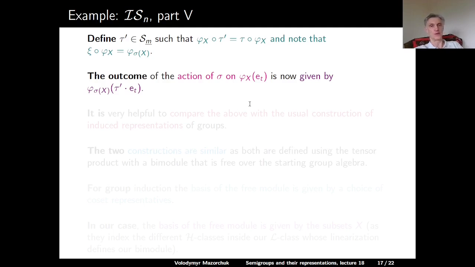So now we can describe what we will get if we act by sigma on phi X applied to ET, in the situation when sigma of X has m elements. We will get phi sub sigma of X of tau prime applied to ET. So tau prime is now an element of Sm, and ET is an element of the Specht module over Sm, so tau prime can be applied to it. We get a new element of the Specht module, and now we apply our bijection phi sub sigma of X to this new element.